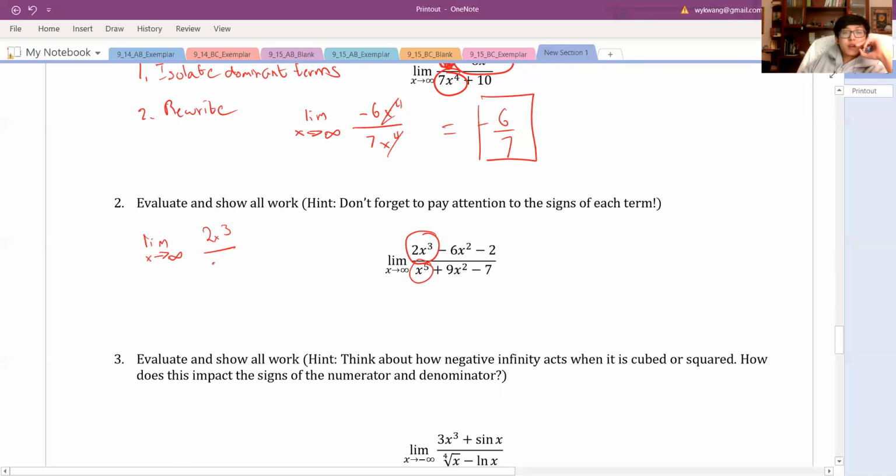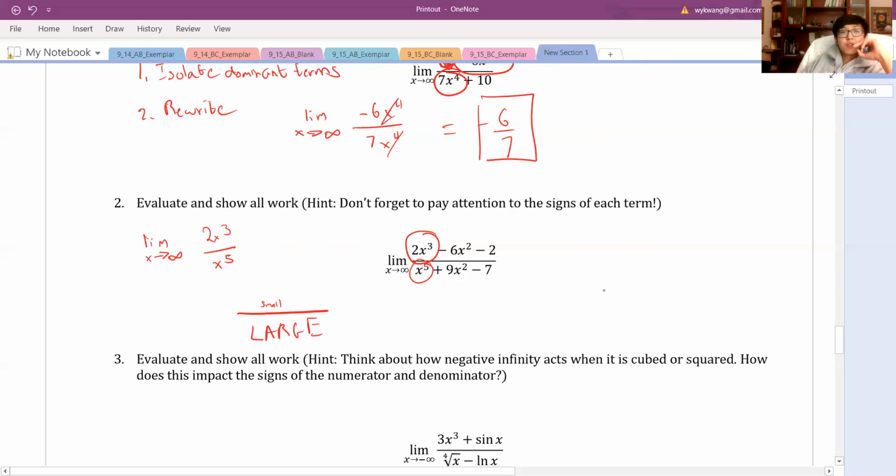2x cubed over x to the 5th. Now this is going to infinity, right? And the top and the bottom are not equal. So which one is larger? Well, x to the 5th is obviously going to be larger, so let's write it as large. X cubed is going to be very small in comparison as it goes to infinity.